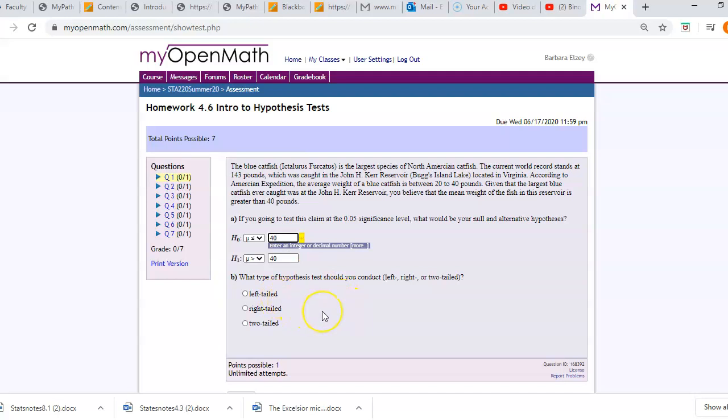And then what type of hypothesis test should you conduct? Left, right, or two-tailed? Now, to tell what kind of test we're going to have, we look at the alternate and only at the alternate. This alternate has a greater than. Greater than points to the right. That makes it a right-tailed test. If it was a less than, it would be a left-tailed test. And then if it's a not equal to, it ends up being a two-tailed test. All right, so we have a right-tailed test because of the greater than. And there we've got it.